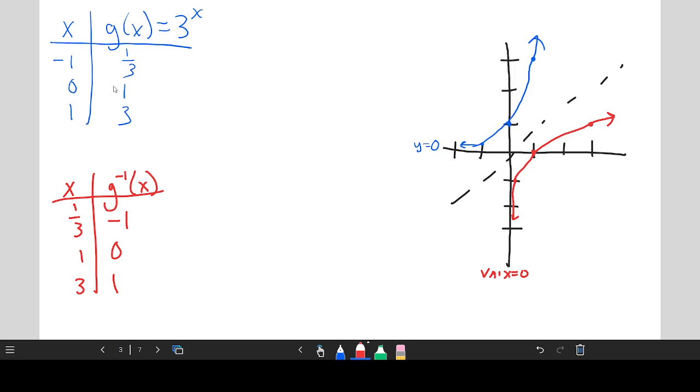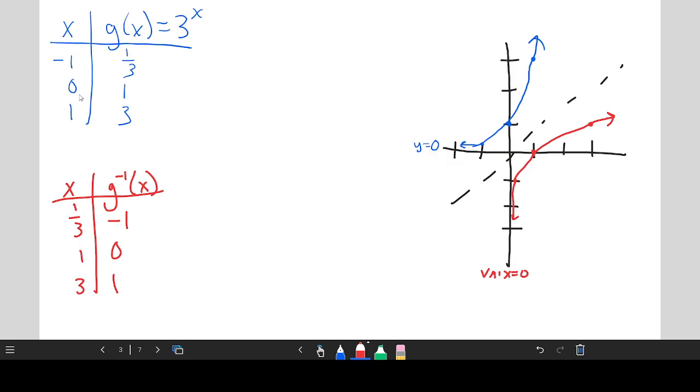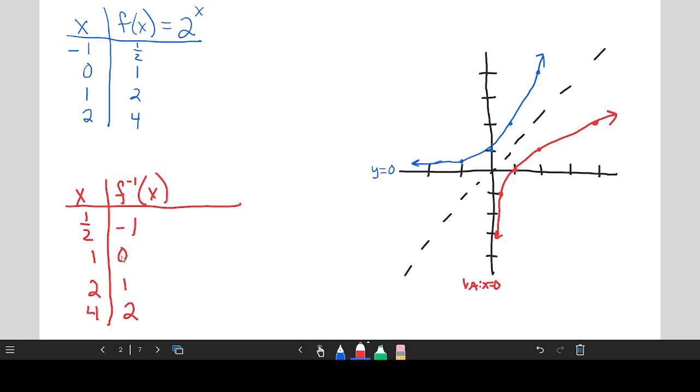So we saw in the discussion on exponential functions that we always have that point 0, 1, right? We saw here that we had the point 0, 1 for the 2 to the x. We also had it for 3 to the x. Any base to the 0 is going to be 1. So we'll always have that point. And because of that, when we graph the inverse, we're always going to have that point 1, 0. So we saw that point 1, 0 showing up on both graphs.